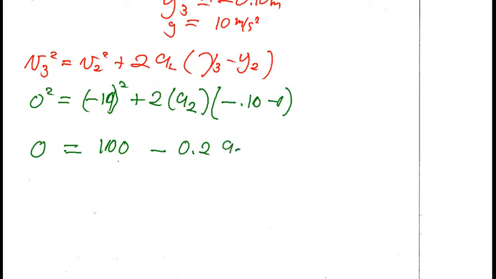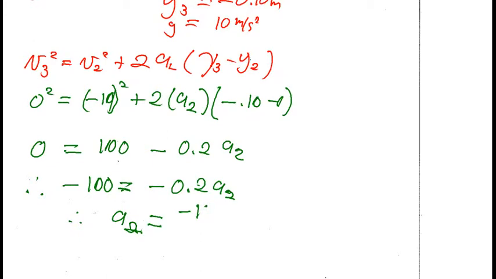a2, therefore negative 100 equals negative 0.2 a2, and a2 would be equal to negative 100 over 0.2, which equals 500 meters per second squared.